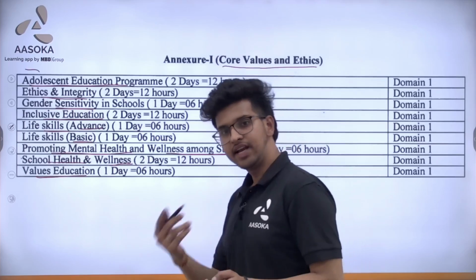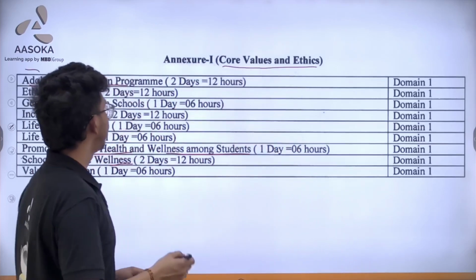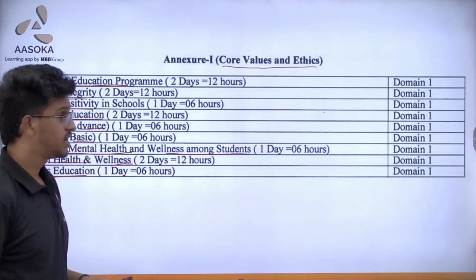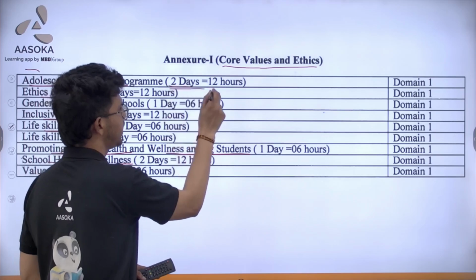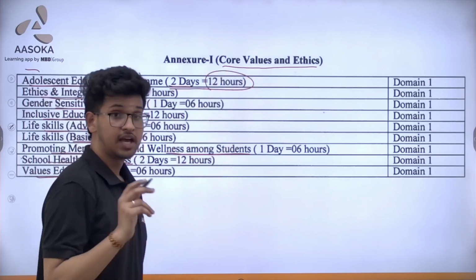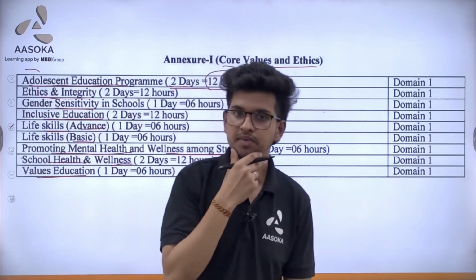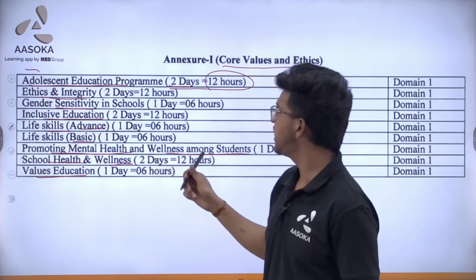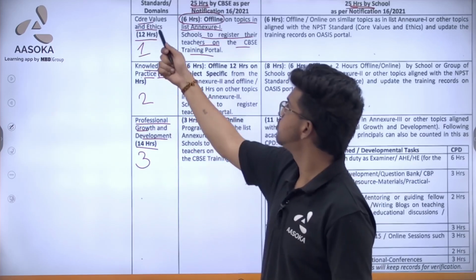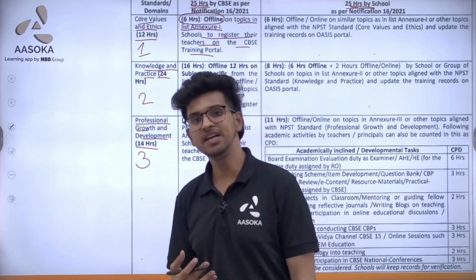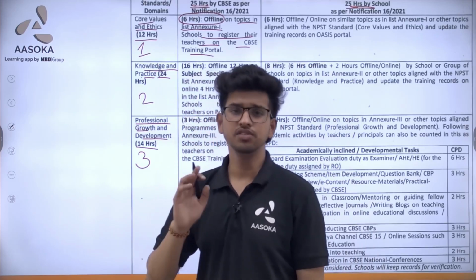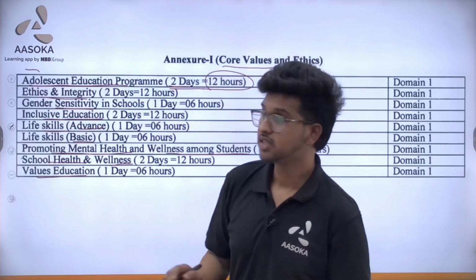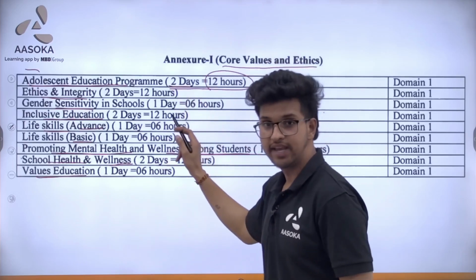Now there is something that I would like to clear here. So you'll be finding that the very first topic which is given here, adolescent education program, the duration is for 2 days and 12 hours. Now you must be having one question in your mind, that by CBSE if I am attending my 12 hours, it means that my 12 hours in the first domain, core and values, are automatically being completed. Then the answer to this question is going to be no, directly, because this training is for 2 days.